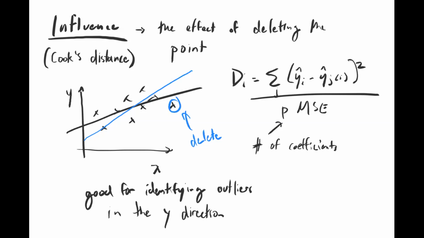And then, our j value, this term here, is the fit without yi. So there are two yi fits: the one on the left is the fit of the overall model, and the one on the right is the fit of the model after you've dropped the one point that you're interested in.